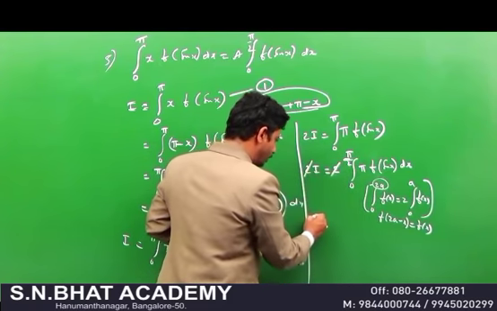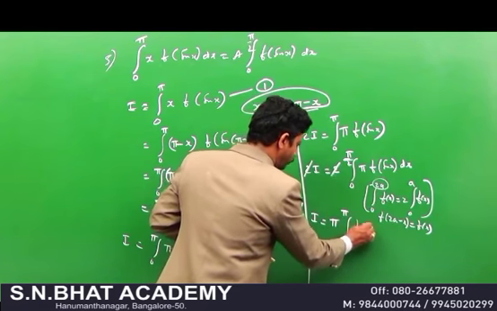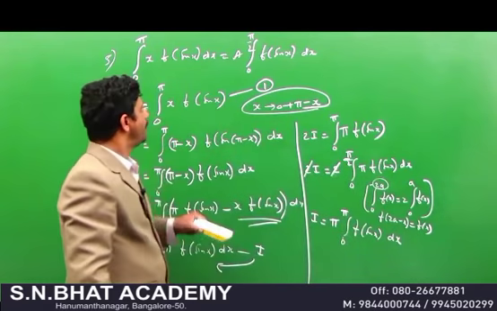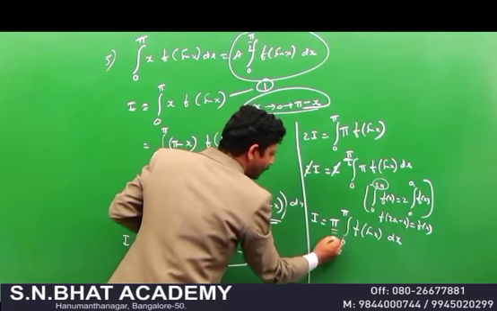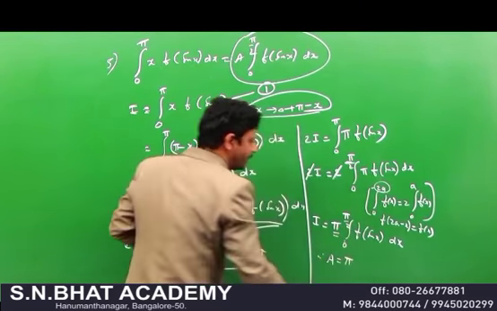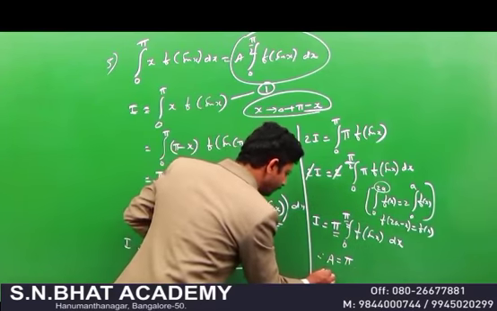Now these two get cancelled. Therefore we have I is equal to pi times integral 0 to pi by 2 of f of sin x dx. So by comparing with this one, we see that a is pi. So the final answer is pi. The value of a is pi, and it is option 2.